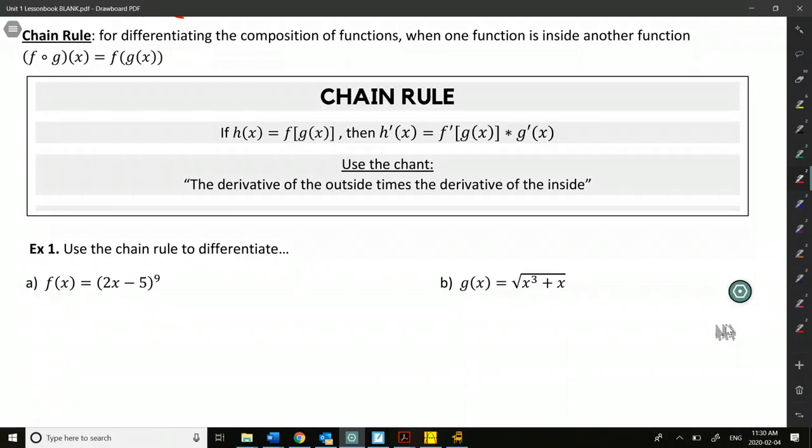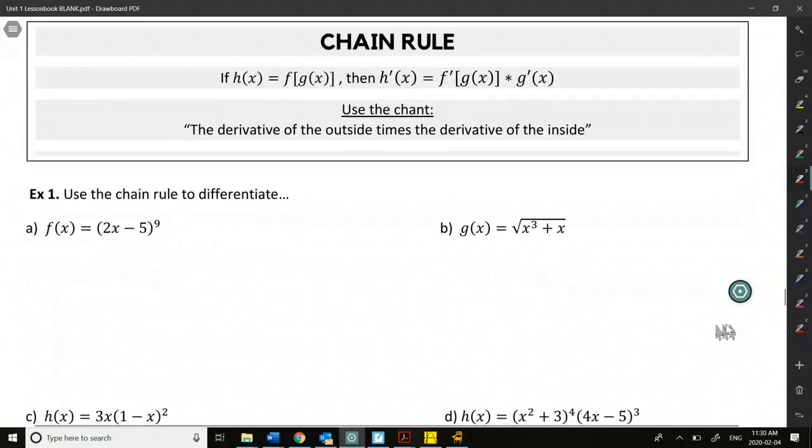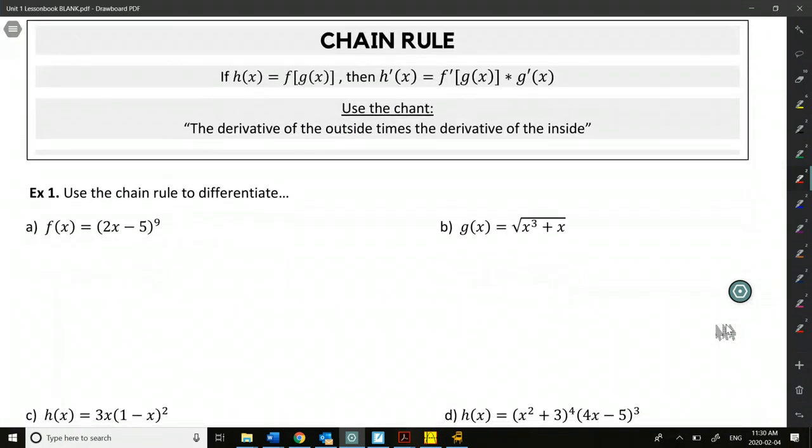So basically, I don't really use this definition, but we use the derivative of the outside times derivative of the inside. I'll show you guys a couple examples, and then this will make sense as far as what's the outside and what's the inside. So something like this, we have to apply chain rule because we need to differentiate between the derivative of 2x minus 5 to the exponent 9 and something like just x to the exponent 9.